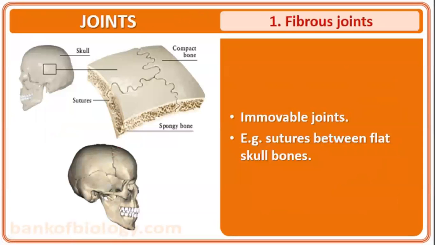Discussing in detail about each one. First one is the fibrous joint. They are immovable joints. For example, they are found in the sutures between the flat skull bones. The skull is a part which cannot undergo any type of movement, so there you can see the fibrous joint, which is a type of immovable joint.